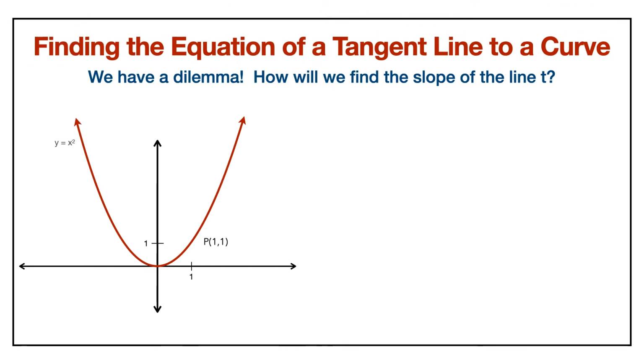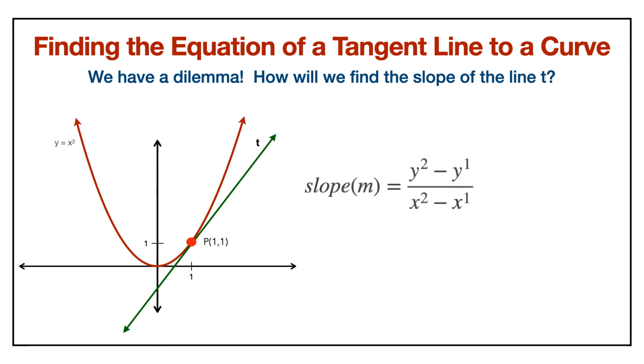We have been given our point (1, 1) on line t, but we do not have a slope. We know from our algebra courses we need two points from the line to substitute into our slope formula. Slope is abbreviated m, and the formula is as follows. It is the change in the y values divided by the change in the x values. So we have a dilemma. How will we find the slope of line t?